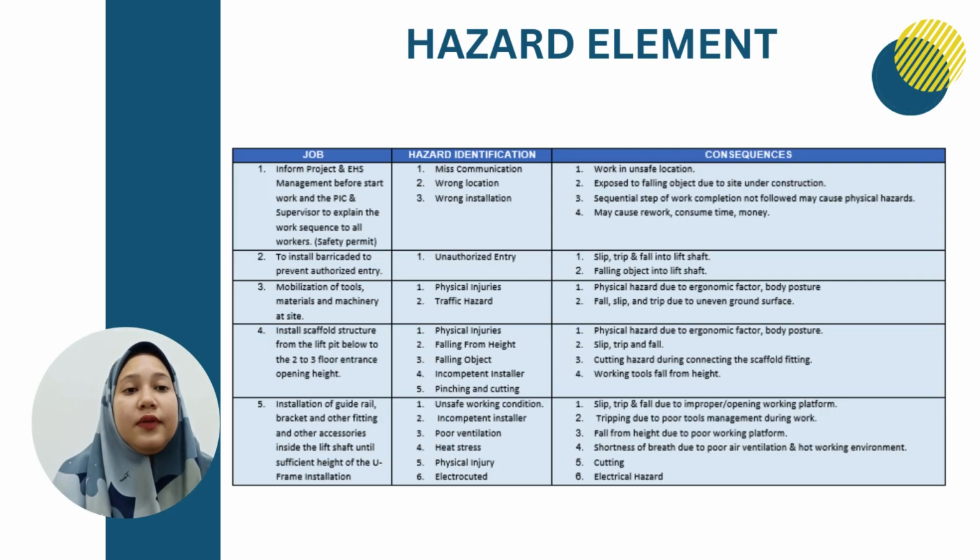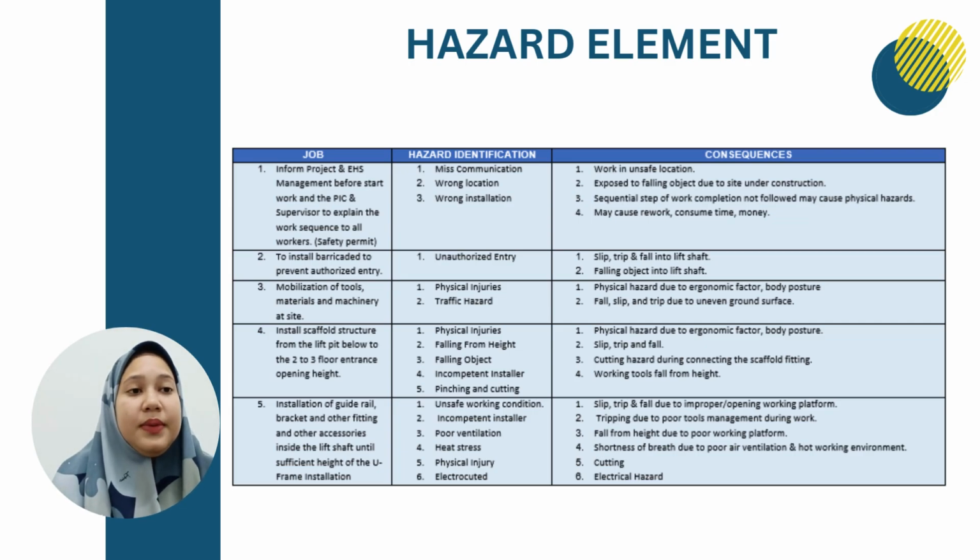Okay. The fifth one will be installation of guardrail, bracket, and other fitting accessories inside the lift shaft until sufficient height of the U-frame installation. In this step, we are able to identify the safety hazard, which means unsafe working condition, because the workers are working at the opening working platform.